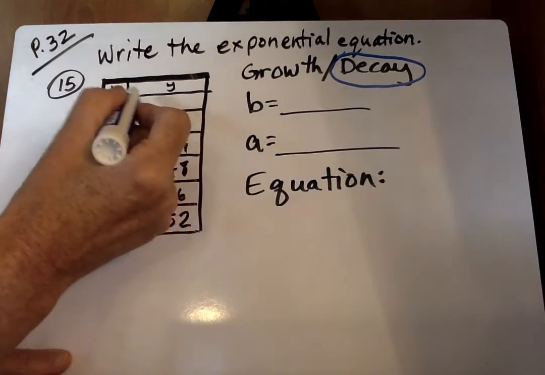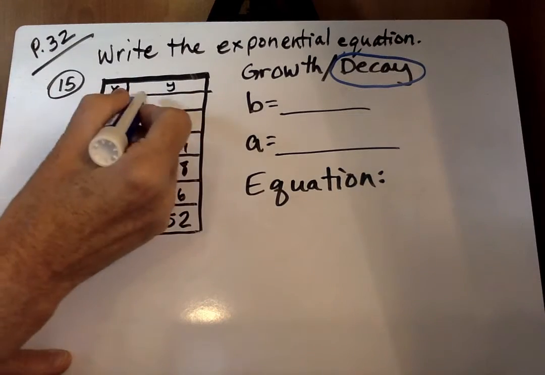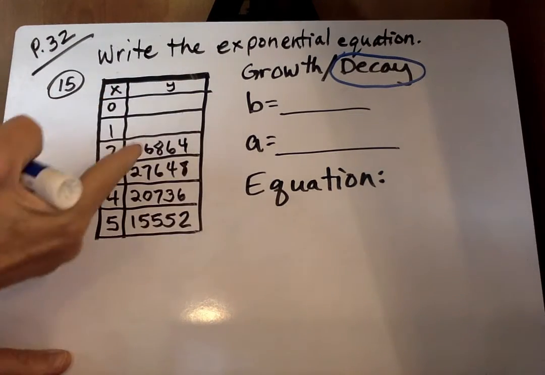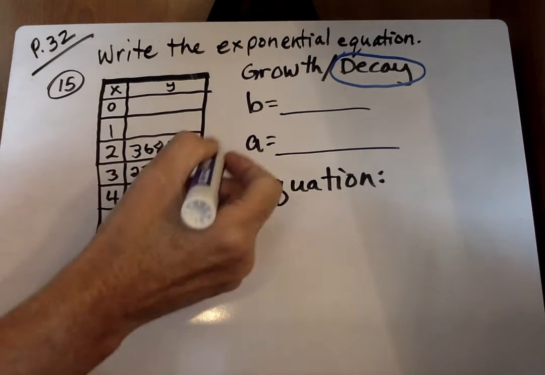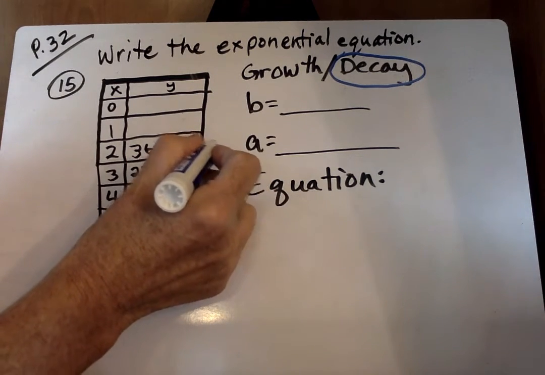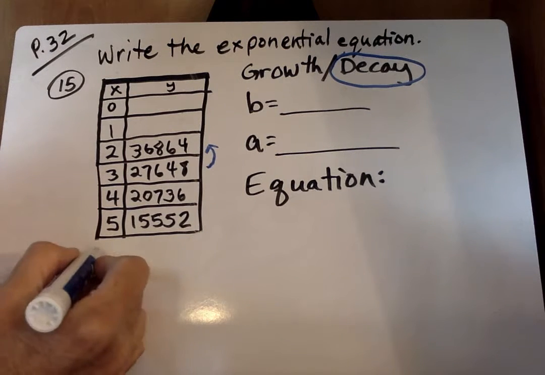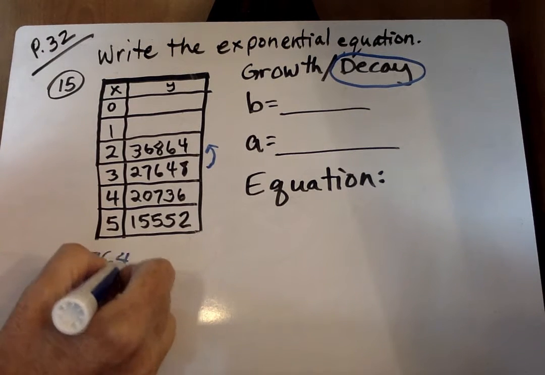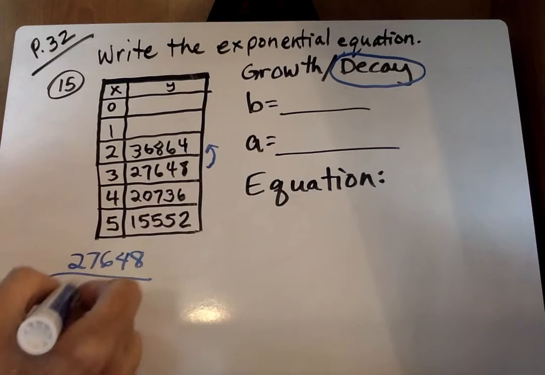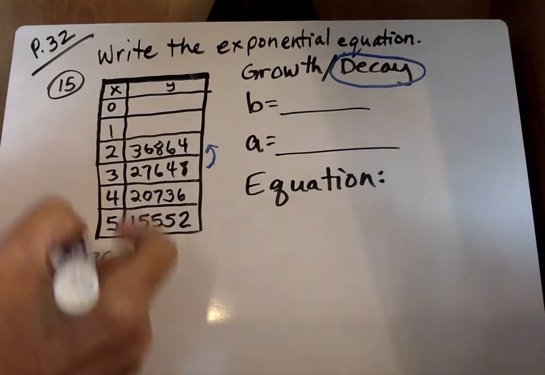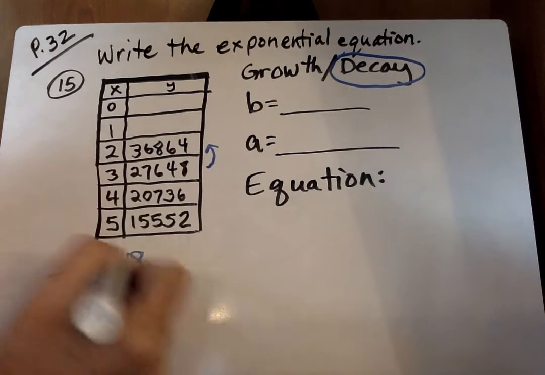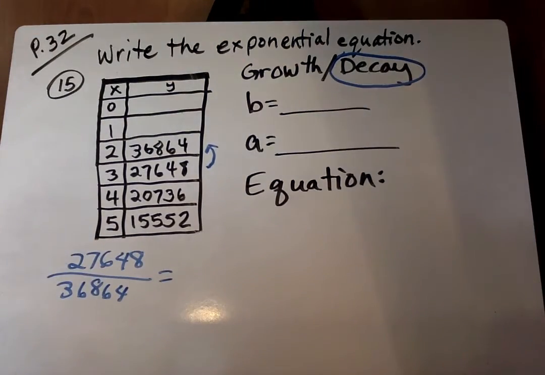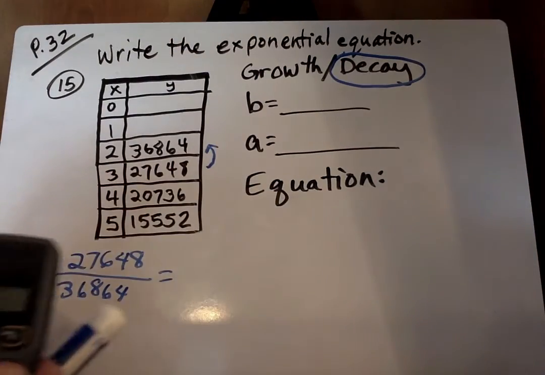It doesn't have something nice like a number already on 0 right here, so we know what A is. We're going to have to figure it out. Now, since these are going by 1, we can take this and divide it by that. So I take the second number, 27,648, and I divide it by the number in front of it, 36,864. Now, if I divide it and I get a number greater than 1, I know I've done something wrong because I've decided over here it's decay.